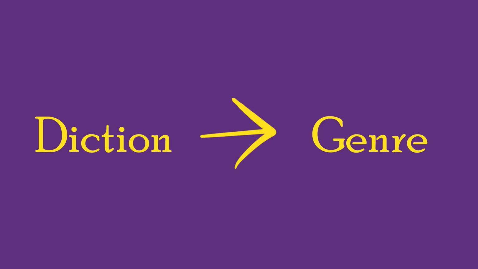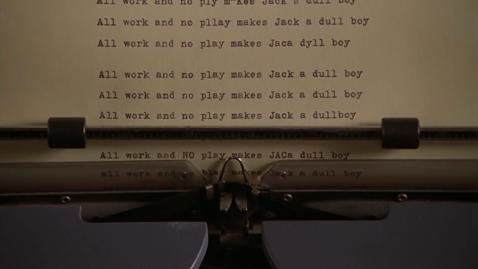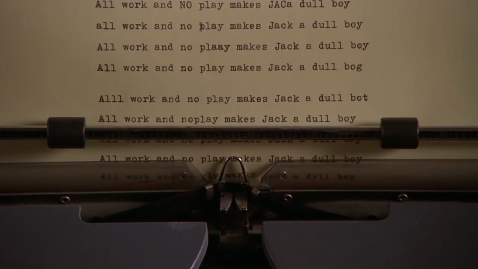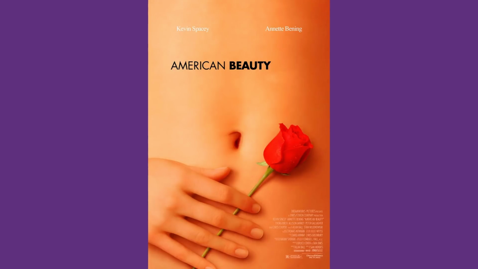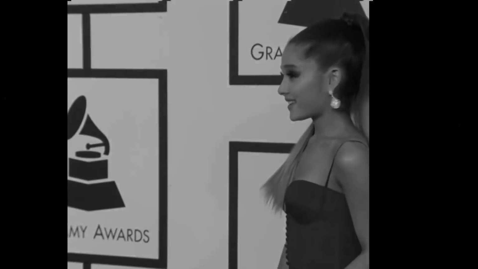Diction can also be used to create symbols. When we see the same word repeated throughout a script, we come to associate it with an idea or theme. In American Beauty, the word smile becomes one such symbol. Fake smiles are ugly, they're meant to deceive or manipulate.